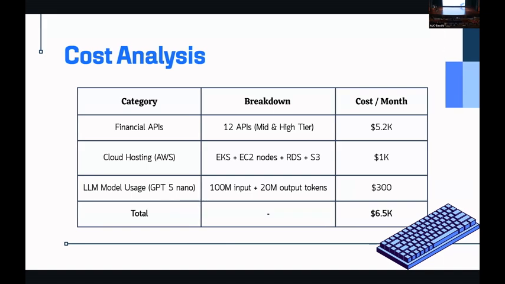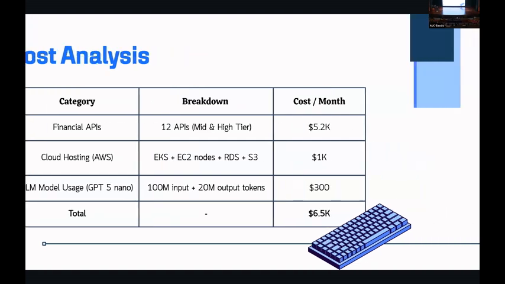Okay, now the second part of our business plan is the cost analysis. Basically, our money will be divided into three main components: the financial APIs, the cloud hosting service, which we chose AWS, and the LLM model usage that we use to process the input of the user. For financial APIs, we opted to have 12 APIs to cover as much data as possible from the mid and high tier. And as you can see on the screen, all of that totals to a 6.5K cost per month.